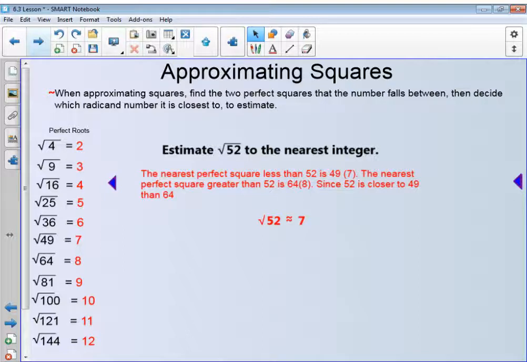Okay, so when approximating square roots, we're going to find the 2 perfect squares that the number would fall between, and then we're going to decide which radicand number it is closest to estimate it. So it says estimate the square root of 52 to the nearest integer.